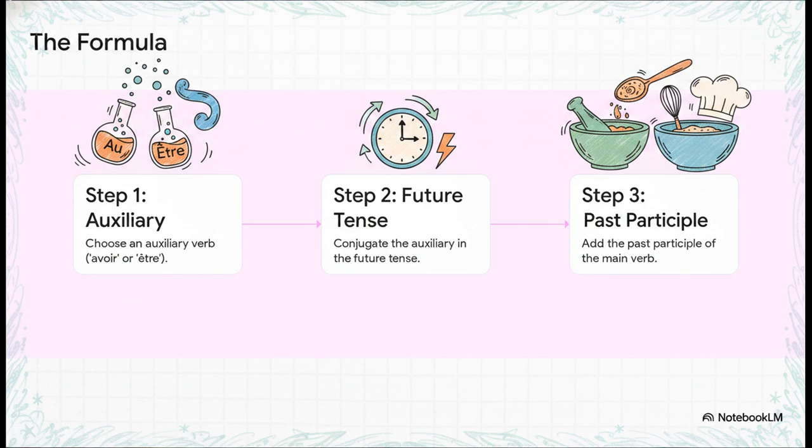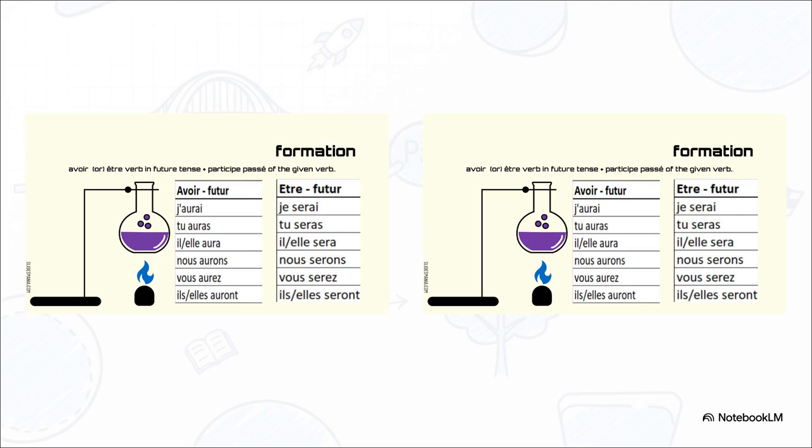That's really it. And look at this. To make things even easier for you, here are your two catalysts, avoir and être, already conjugated in the future tense. So step 2 of our formula, it's pretty much done for you right here. These are ready to go.